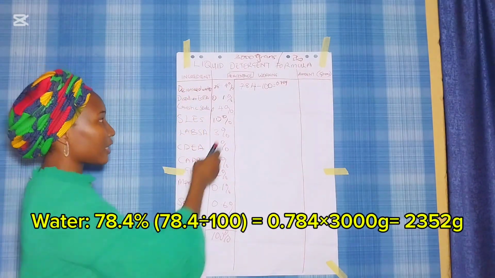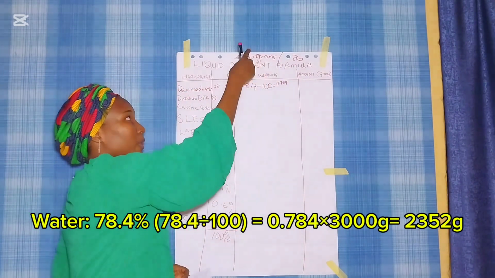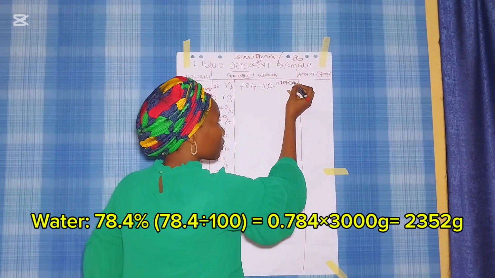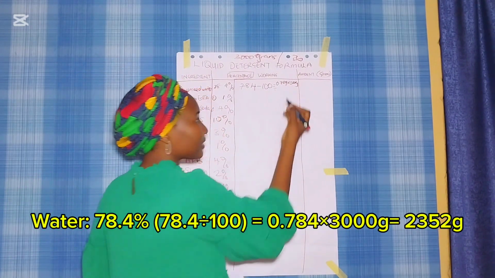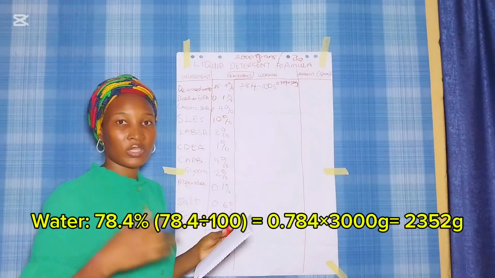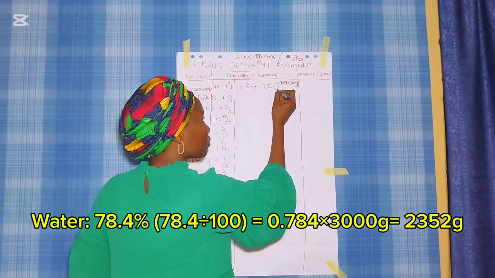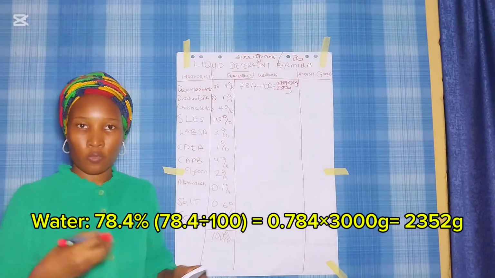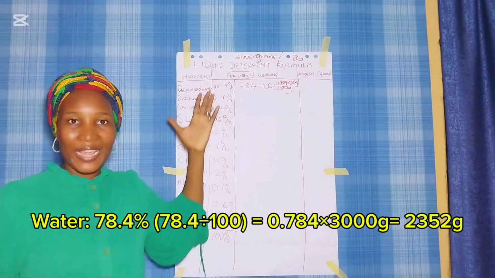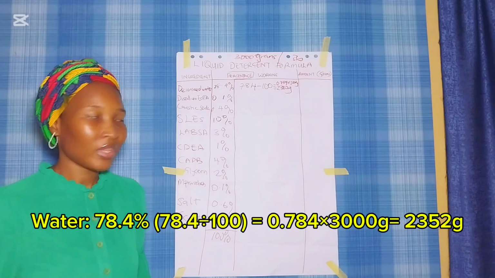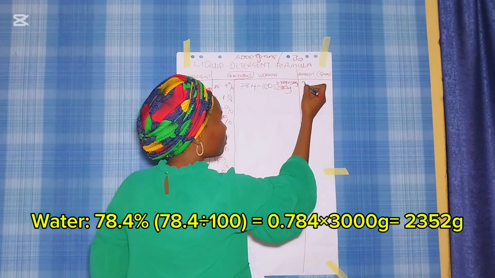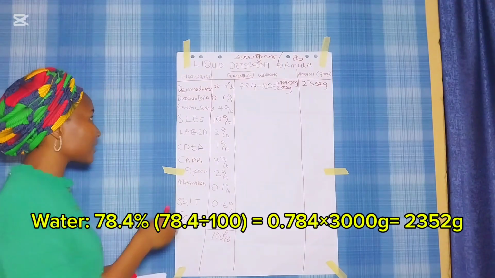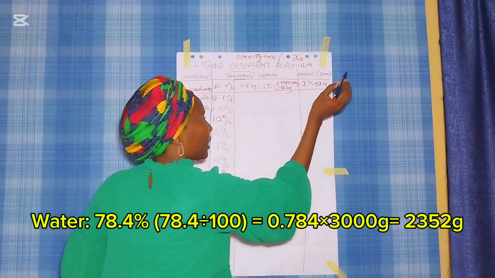Now, this 0.874, you multiply it by 3,000 grams. The answer will be 2,352 grams. So that is the total amount of water that we need to use in this detergent. So here we have 2,352 grams. We have converted for water. We are done with water.